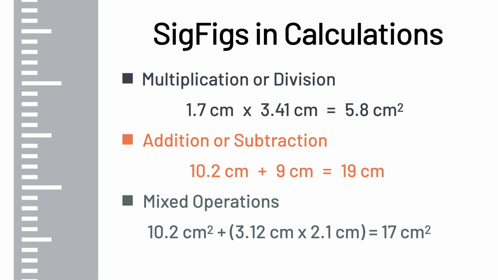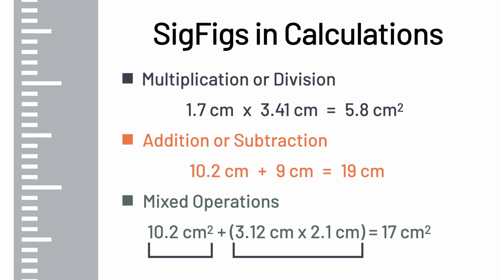Lastly, if you have a mixed operation problem, then you report the answer to the least number of significant figures among both rules. For example, the addition portion of this problem would suggest that the answer have 1 decimal place, while the multiplication would suggest 2 significant figures. Therefore, I could either report the answer as 16.6 following the addition, or 17 following the multiplication. Given that 17 has the least number of significant figures, we would report our answer as 17.